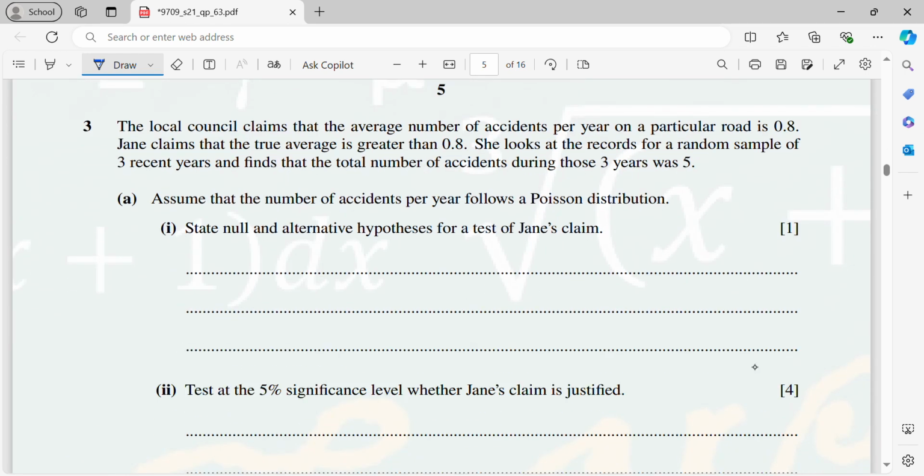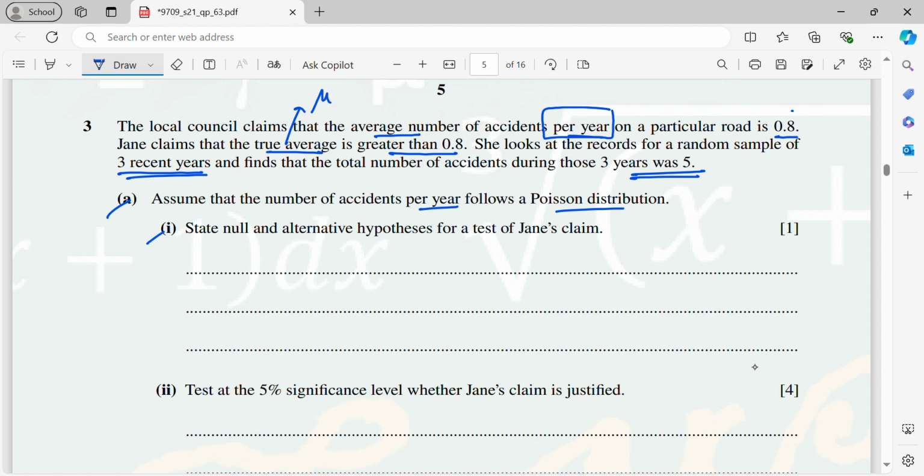Question number 3. The local council claims that the average number, that means this is the mu, of accidents per year of a particular road is 0.8. Now Jane claims that the true mean, which is mu, is greater than 0.8. She looks at the records for a random sample of 3 recent years and finds that the total number of accidents during those 3 years was 5. This 0.8 is for 1 year, right? Now, part A, assuming that the number of accidents per year follows a Poisson distribution.